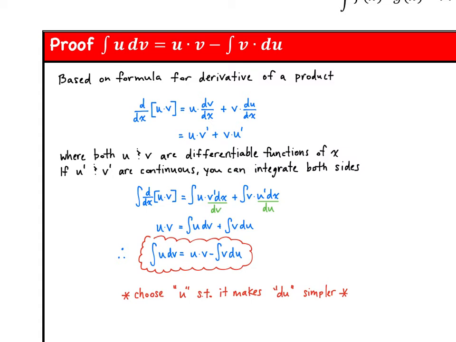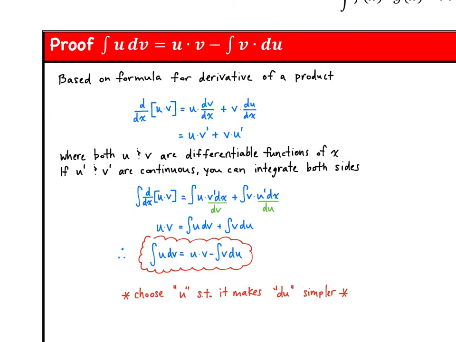So if we're looking at the formula for the derivative of a product, if I'm taking the derivative of u times v, we know it's u times the derivative of v, which is dv dx, plus v times the derivative of u, or du dx. So we can rewrite this as u v prime plus v u prime. This is where both u and v are differentiable functions of x. If u prime and v prime are continuous, you can integrate both sides.